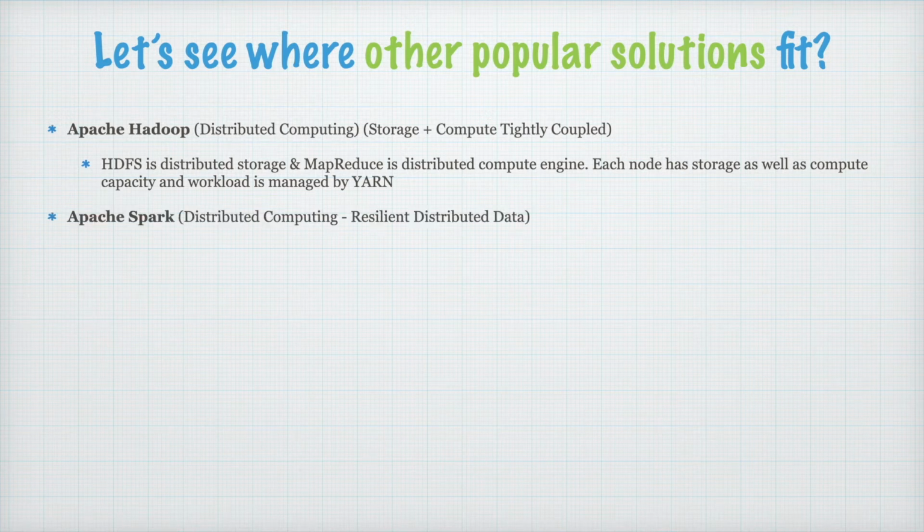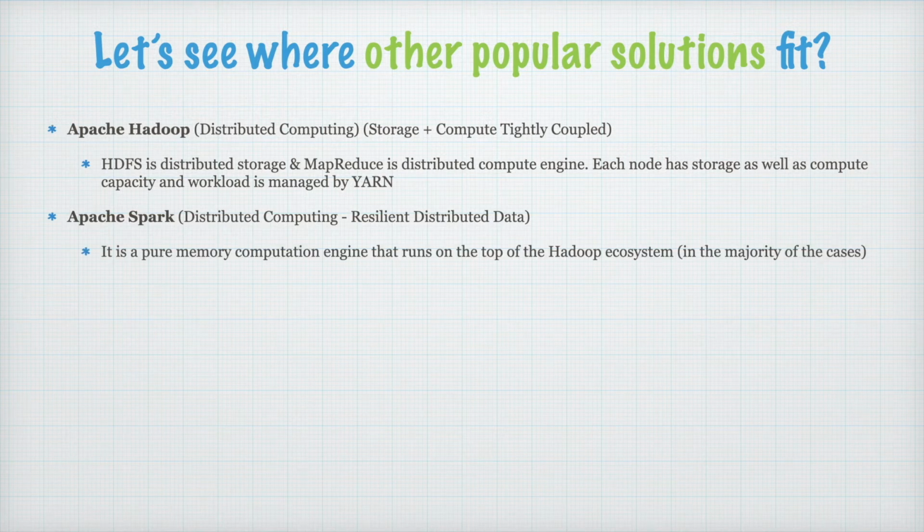On the other side, we have Apache Spark, which is purely a distributed compute engine that works on the concept of the resilient distributed dataset, which is called RDD. It is a pure memory computation engine that runs on top of the Hadoop ecosystem in the majority of cases. Spark can also read and write data from S3 and other cloud storage providers.